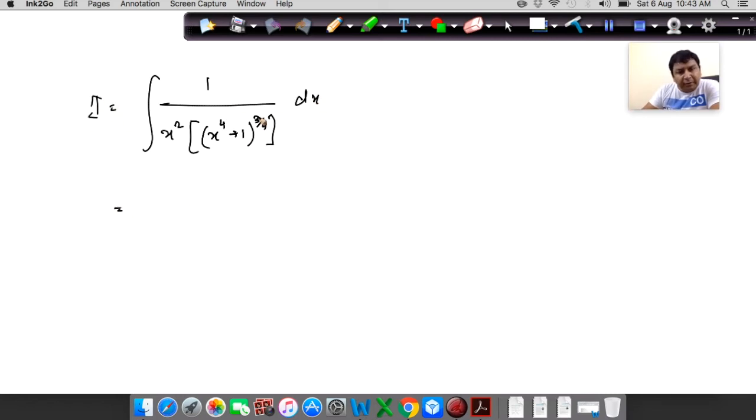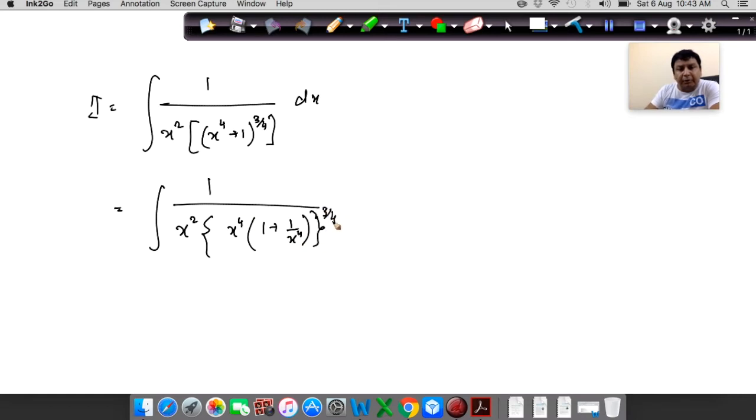As the power is 3 by 4 upon 4, we have to take x to the power 4 common, even if it is not common sometimes. So this will become: take x to the power 4 out, and I am left with 1 plus 1 upon x to the power 4, and then the 3 by 4 power. I'll show you properly, so I write 3 by 4 here only.